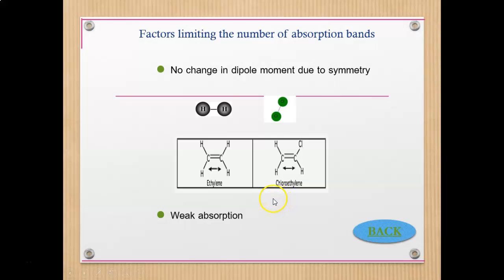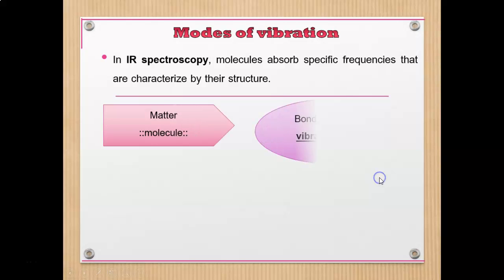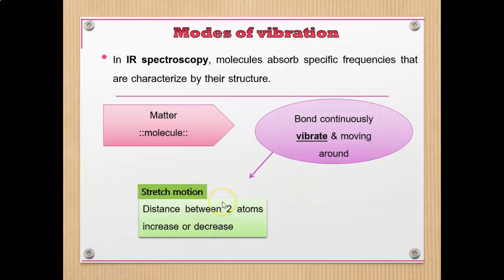Now we look at the factors limiting the number of absorption bands. First, no change in dipole moment due to the symmetry. This one is an example of ethylene and chloroethylene structure. The second factor is because of weak absorption. Okay, now we look at the modes of vibration. Molecules absorb specific frequencies that are characteristic of their structure.